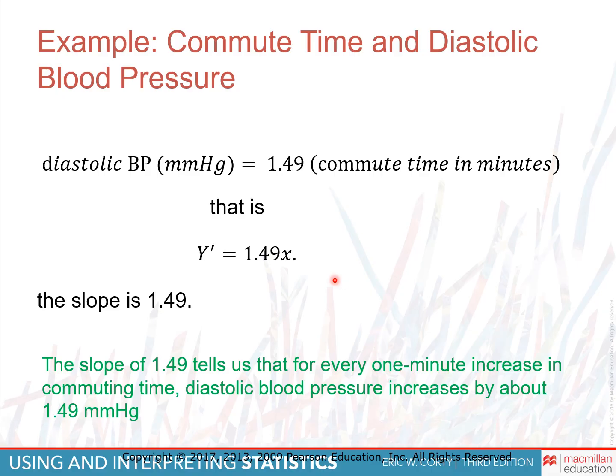And the slope tells us basically that for every 1 unit increase in x, what the change in y would be. So for example, here our slope is 1.49. That means that for every 1 minute increase in commuting time, diastolic blood pressure is going to increase by about 1.49 millimeters of mercury. And those are the units for blood pressure.